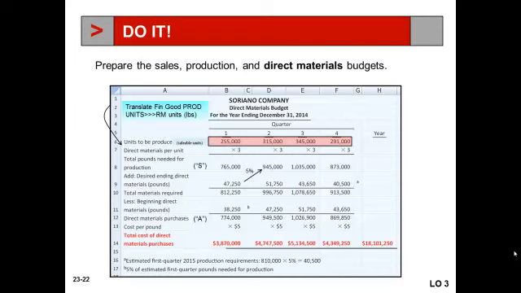We're given the assumption that the direct materials per unit is 3 pounds per finished goods. Again, that always must be specified in the problem. What I call our content factor, amount of raw materials per finished good unit. Multiply that times our saleable units. First quarter, we need 765,000 pounds of materials to support that production budget.